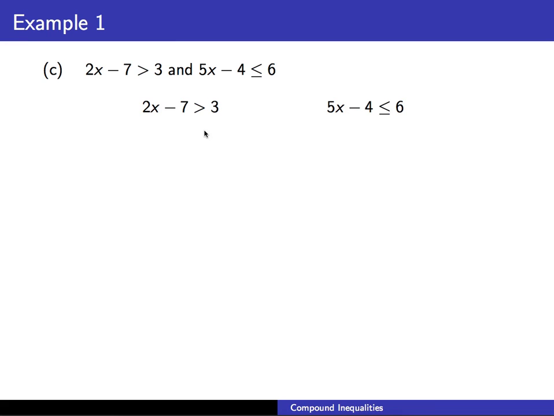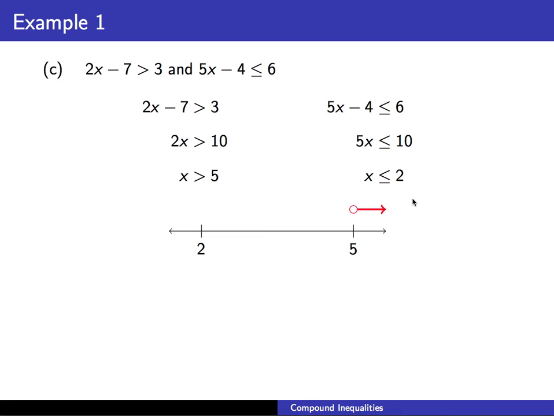We get 2x minus 7 greater than 3, 5x minus 4 less than or equal to 6. Adding 7 to both sides in our first one, we get 2x greater than 10. Adding 4 to both sides in our second, we get 5x is less than or equal to 10. Then dividing the first one, both sides by 2, we get x is greater than 5. For the second one, dividing both sides by 5, we get x is less than or equal to 2.